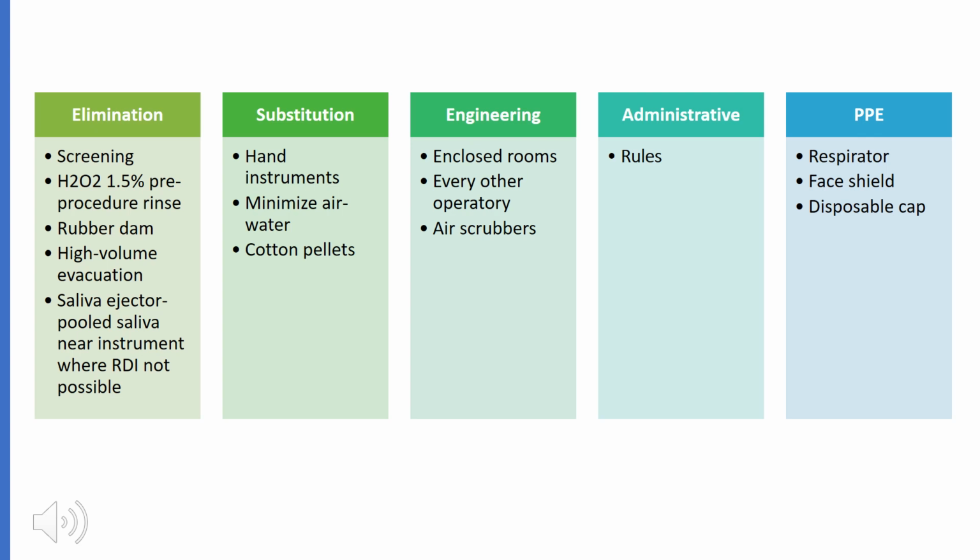So reflecting back on the chain of infection that we just discussed, some examples of elimination are screening. Screening out patients who have symptoms is elimination. Using pre-procedure mouth rinses, rubber dams, high volume evacuation, and what we didn't talk about earlier is that if a rubber dam cannot be used and the patient is in a supine position with pooled saliva, using a saliva ejector is appropriate to minimize the amount of saliva that can be aerosolized.